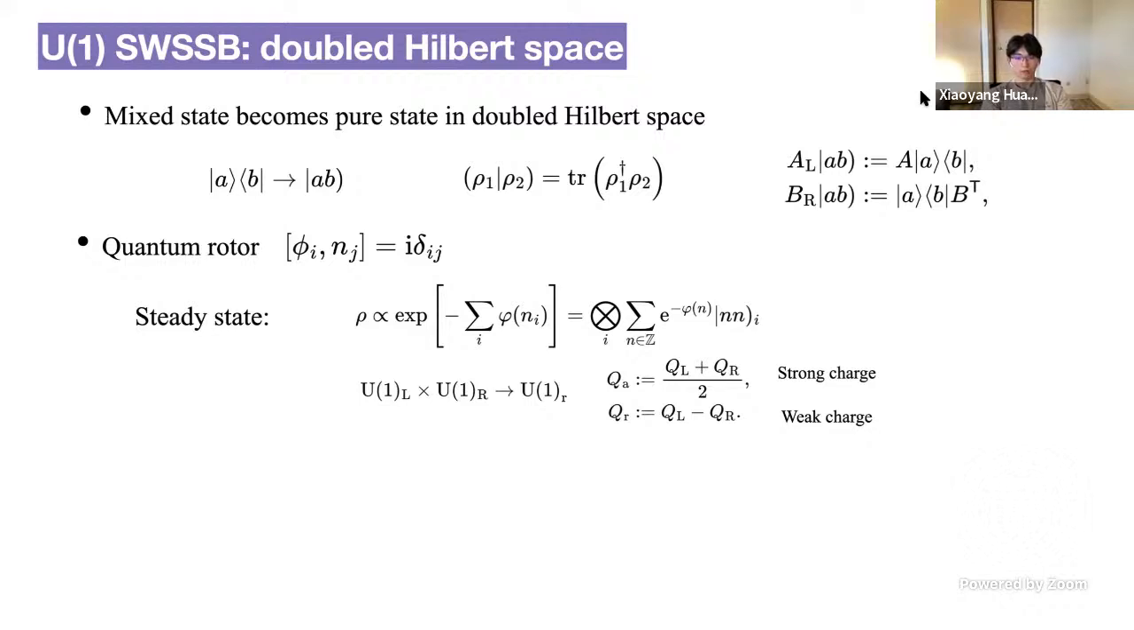So accordingly, if we define the so-called strong charge as the QA operator and the weak charge as the QR operator, then if you apply QR on the state, the state doesn't change. Well, if you apply QA on the state, the phi function will shift.